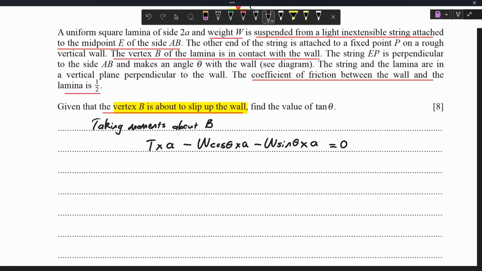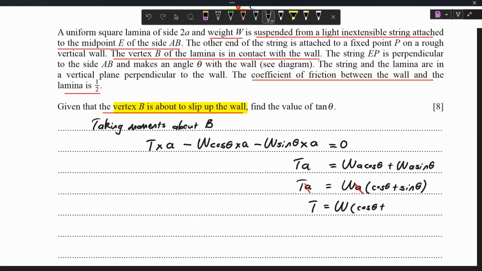So technically, if we rearrange, we have TA being equal to WA cos theta plus WA sine theta. I can actually see that we can say TA is equal to WA of cos theta plus sine theta if we factor out WA. And we can divide both sides by A so that we have T being equal to W of cos theta plus sine of theta.